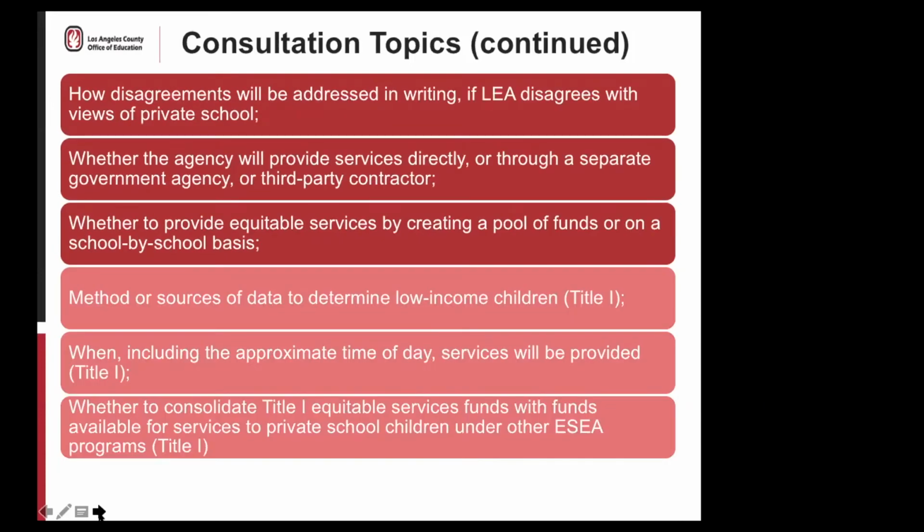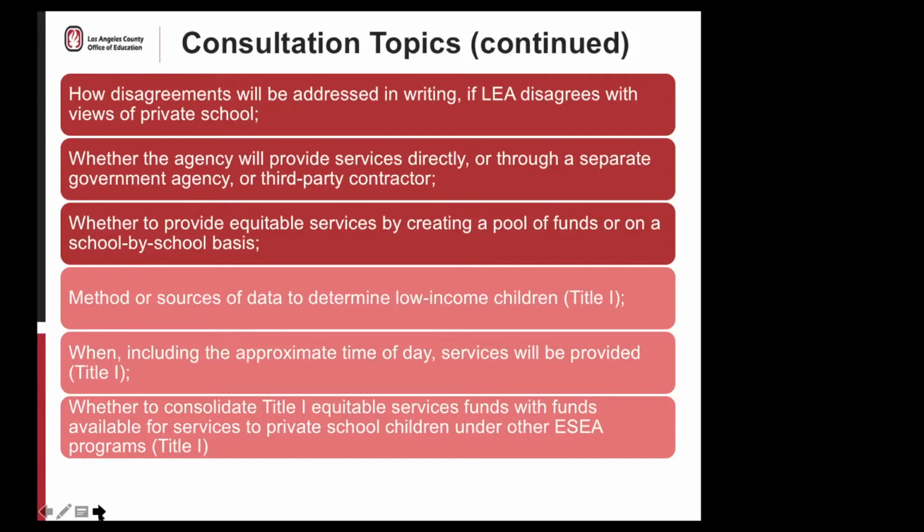So here we see additional required consultation topics. And the 3 in the red area are again required for all federal programs. And the 3 topics in the pink area are only applicable to Title I. So for all federal programs, consultations will also need to address how disagreements will be addressed in writing. So if the LEA disagrees with the private school officials on any topic discussed during consultation, the LEA must provide in writing to the private school official the reasons why it disagrees.